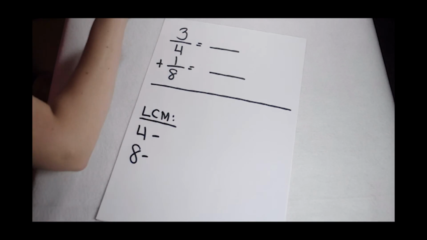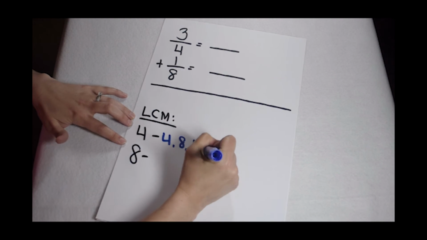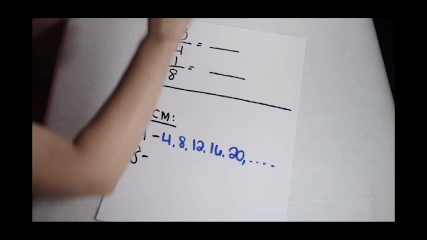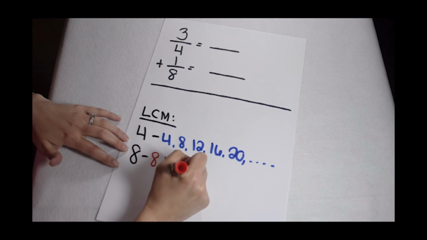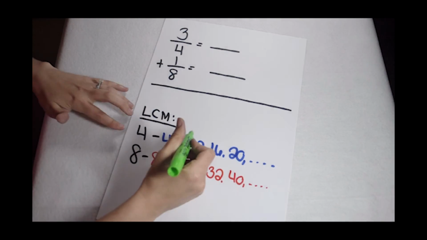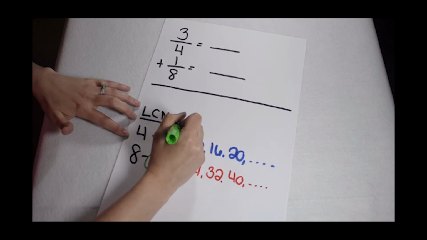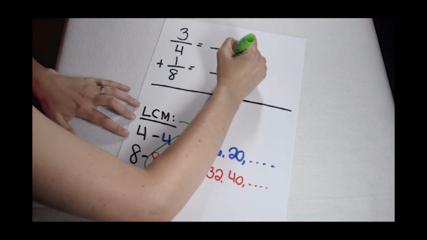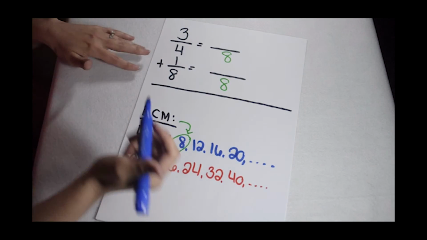Multiples of 4 include 4, 8, 12, 16, 20. Multiples of 8 include 8, 16, 24, 32, 40. That means 8 is going to be our least common multiple. So to get from 4 to 8, I need to multiply by 2.